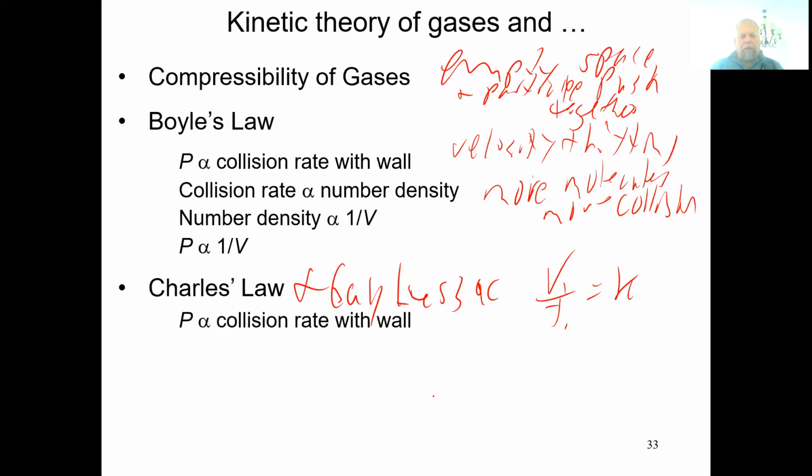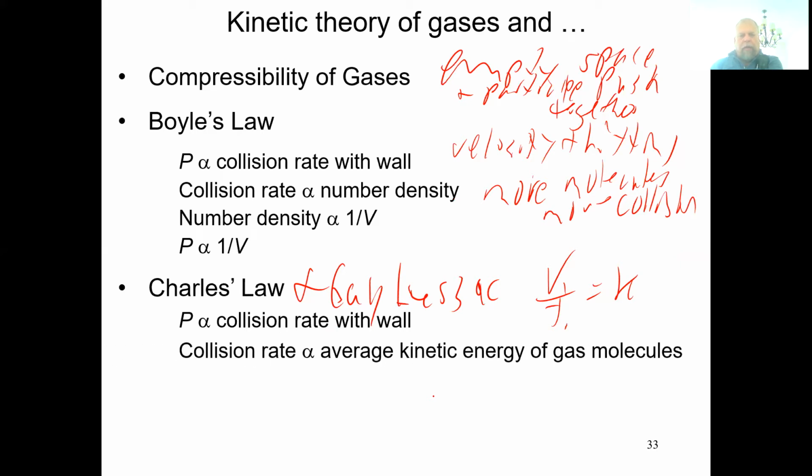Charles' law and Gay-Lussac's law: the pressure is proportional to the collision rate with the wall. You increase the pressure, more collisions. Collision rate and average kinetic energy of gas molecules: you got the velocity, the higher the velocity of the molecules, the more collisions. And the average kinetic energy is proportional to temperature. And pressure is proportional to temperature. That's Gay-Lussac's law.